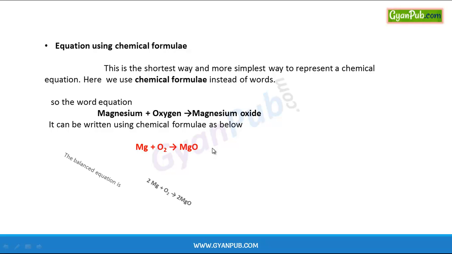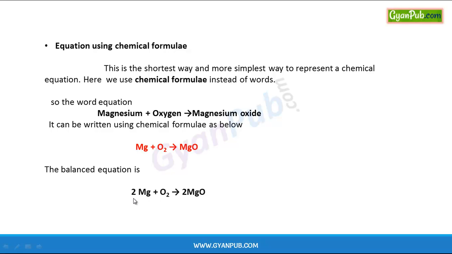So this is the word equation, and according to the law of conservation, mass cannot be created or destroyed. So the mass which is on the reactant side should be equal to the mass which is on the product side. So we need to balance the equation, and the balanced equation for magnesium burnt in oxygen is 2 Mg plus O2 gives rise to 2 MgO, that is, 2 times magnesium plus oxygen gives rise to 2 times magnesium oxide.